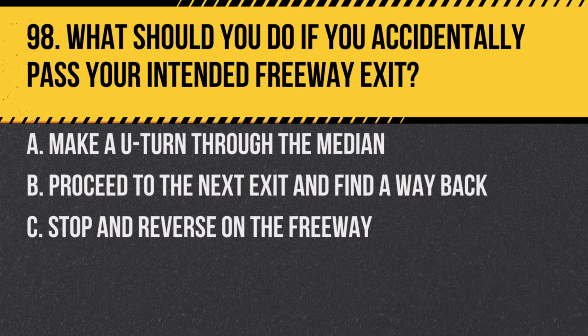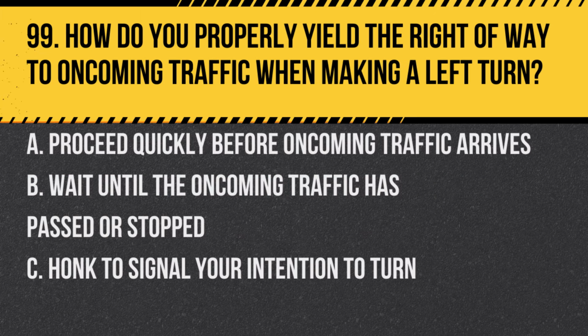Question 98. What should you do if you accidentally pass your intended freeway exit? A. Make a U-turn through the median. B. Proceed to the next exit and find a way back. C. Stop and reverse on the freeway. Answer: B. Proceed to the next exit and find a way back. If you miss your freeway exit, continue to the next one and then safely find a route back to your intended exit.